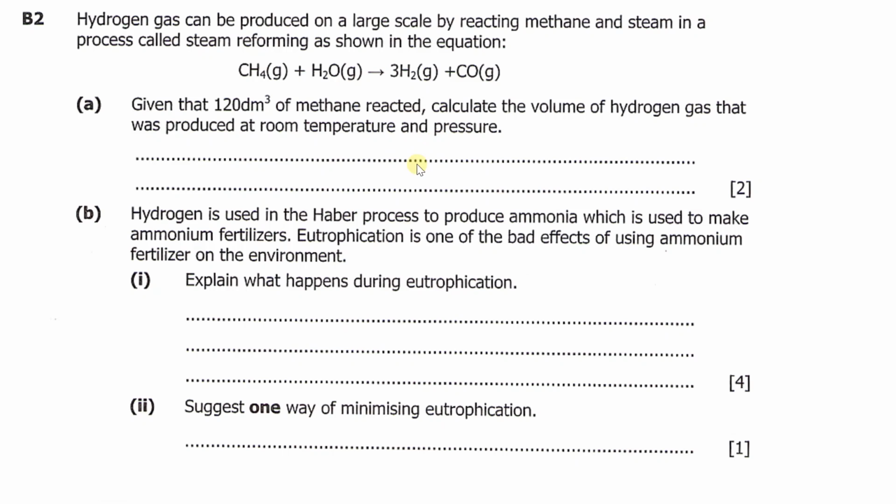Okay, so given that 120 cubic centimeters of methane reacted, calculate the volume of hydrogen gas that was produced at room temperature and pressure. 2 marks. Again, here the space is too small for someone to do calculations. So here they should have left a bigger box for someone to do calculations for. Because let me show you the calculation that will go here.